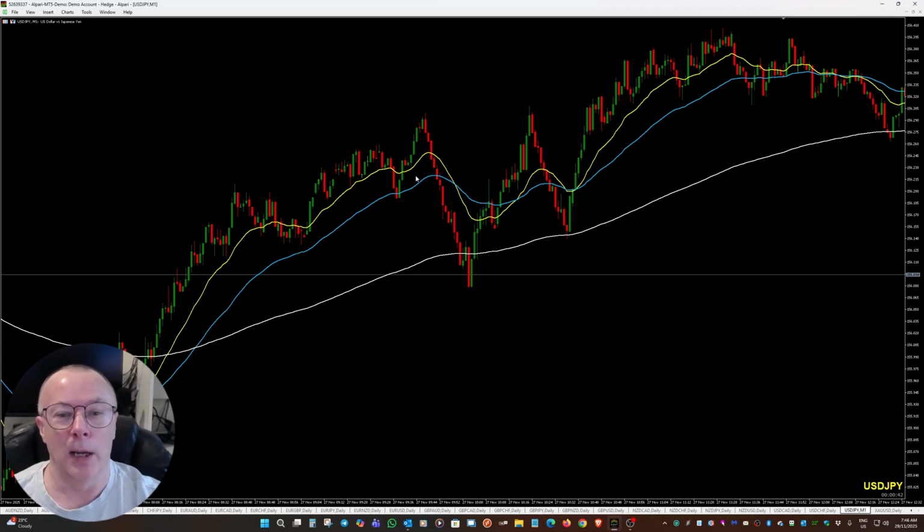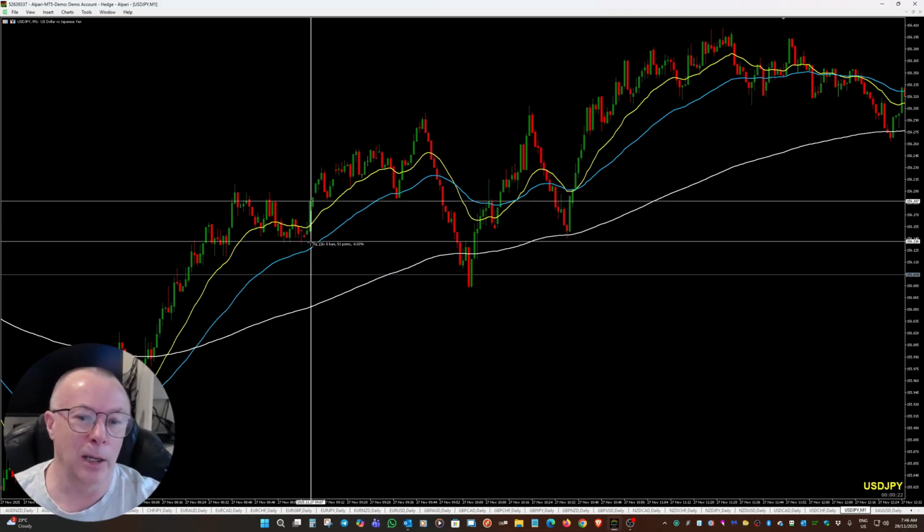We enter after we get a pullback to any of the moving averages, but we do want the price to actually close above the 20 moving average before we enter. So in this particular case, there's no entry here because the moving averages are not lined up, but here we actually have an entry.